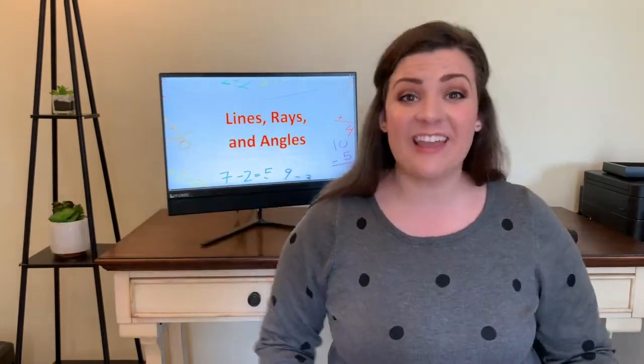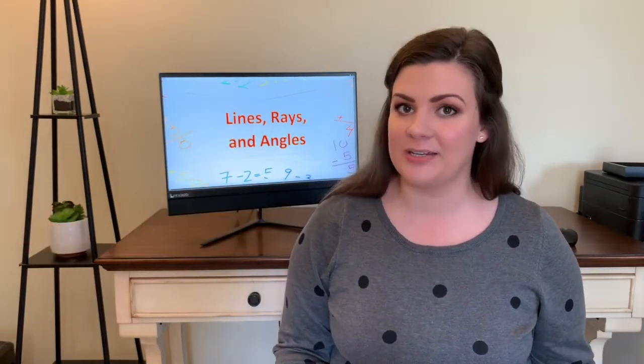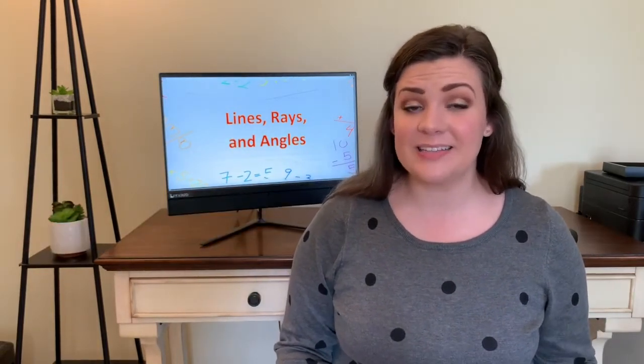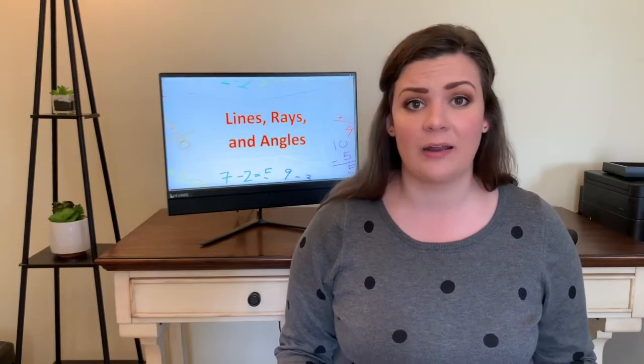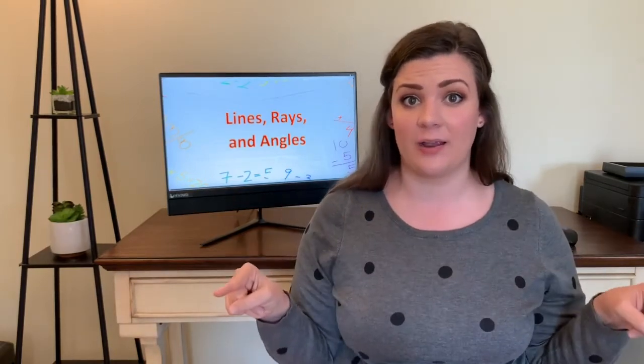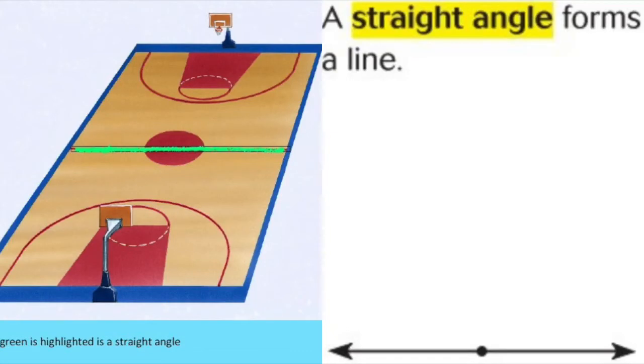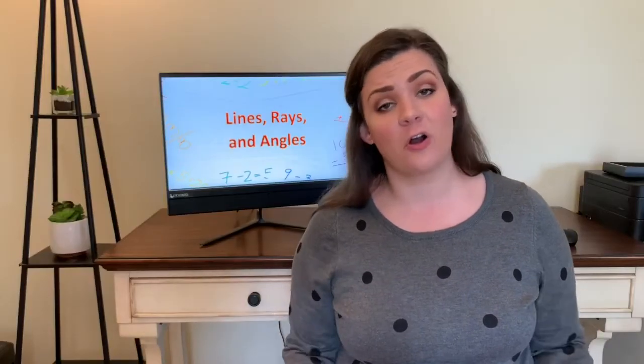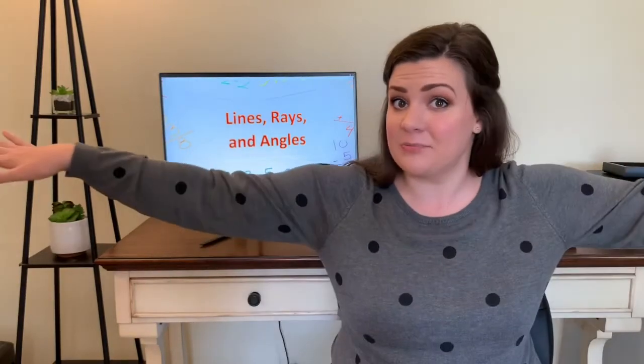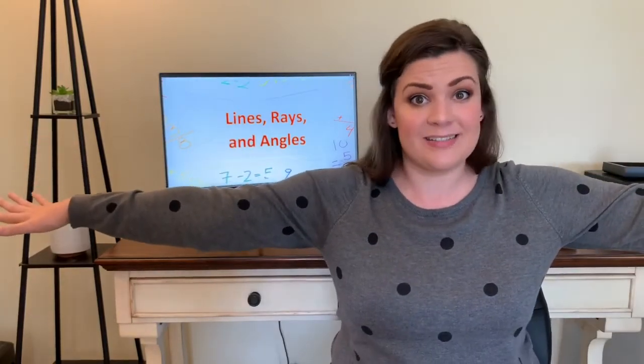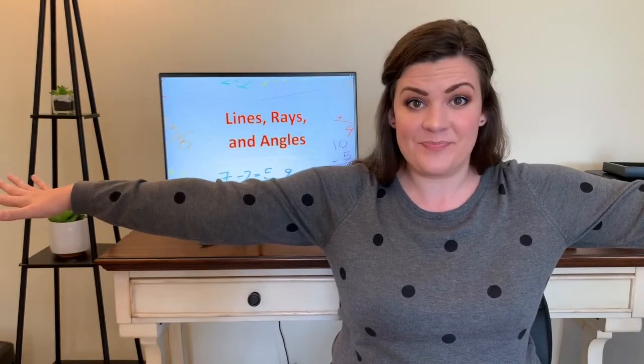Awesome. The next angle I want to talk about is called a straight angle. This angle is really easy to spot too because it forms a straight line, or a 180-degree angle. Make a straight angle with your arms. Just take both arms, stick them straight out, just like this. Can you do that? Awesome.